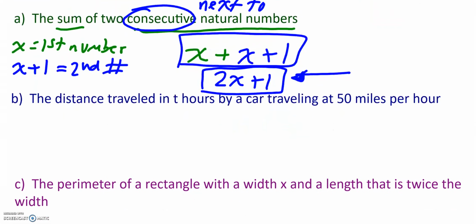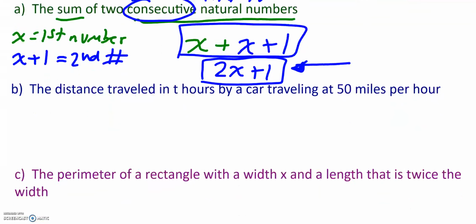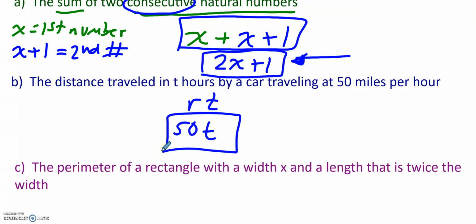B, write an expression for the distance traveled in t hours by a car traveling at 50 miles per hour. Well, as seen in previous videos, when I see distance and time, I think about distance equals rate times time. But I'm not going to use equals, because we want an expression and not an equation. So if I just want to represent the distance, I know that I'm doing rate times time. My rate is 50 miles an hour, and my time I don't know. So the expression could be 50t.